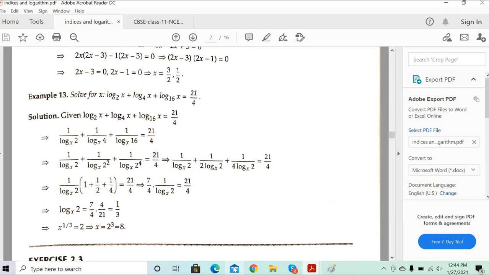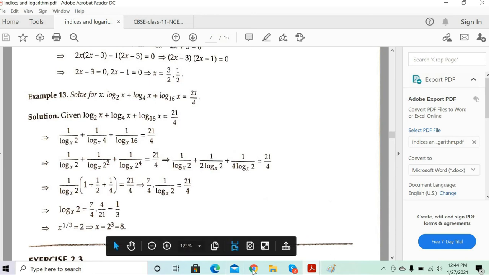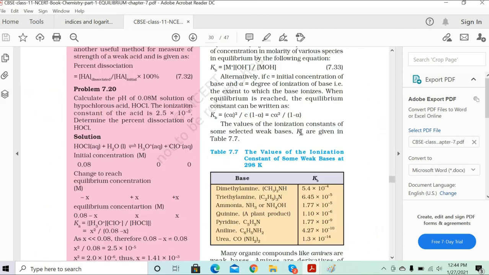You can add only when you have the same base, or you can take the LCM only when you have the same base. So your goal is to make the same base for all the logs. I'll try by changing the base. Yeah, try. First you try by yourself. If you don't get it, then let me know, I'll explain to you then. Yes, sir. And you can send me the working for this. Okay.